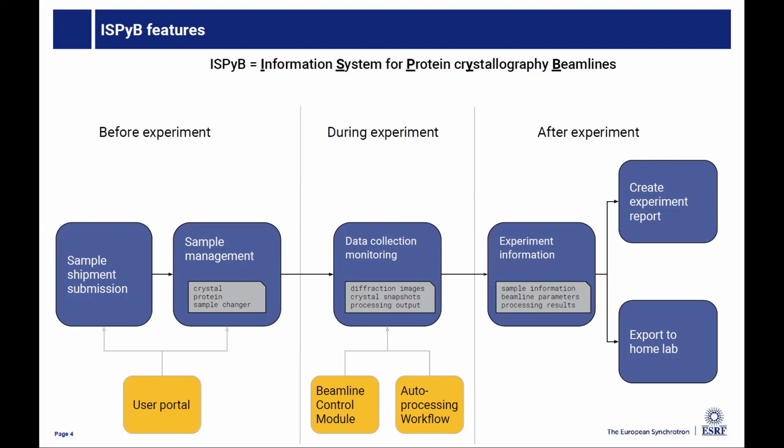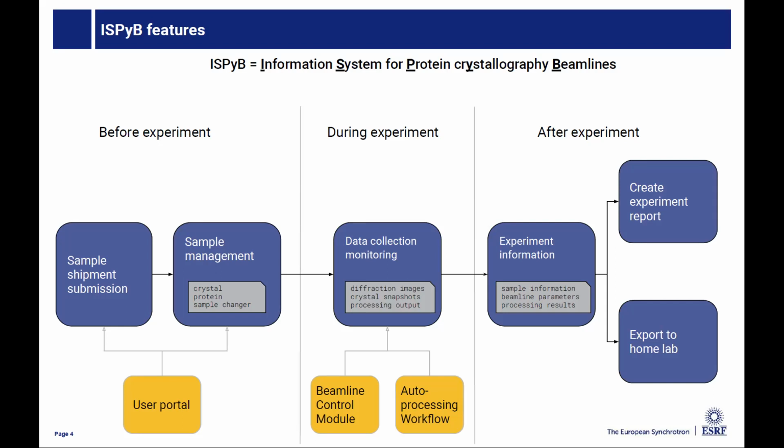And then ISPyB comes also during the experiment. On this side, we handle a lot of information about the data collection to monitor how they are going. So we will get the diffraction images, the crystal snapshots to see what the crystal looks like on the beamline during the experiment, and then some processing outputs from the processing pipelines. This works in connection with the beamline control module and with the auto processing workflows.